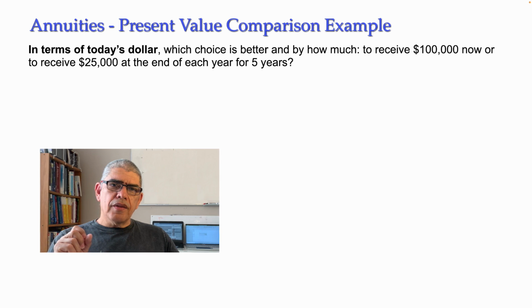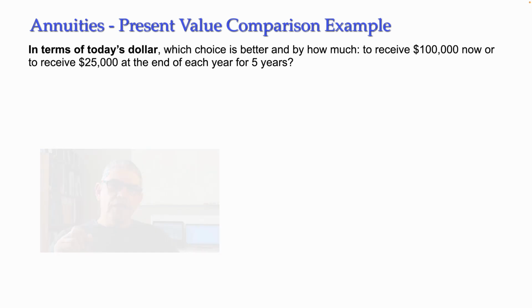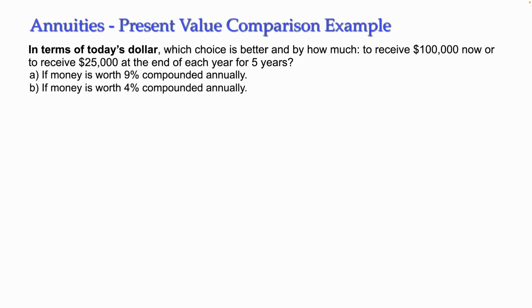We're going to answer this question using two different rates of interest. The first one is what happens if money is worth 9% compounded annually. And second, what happens if money is worth 4% compounded annually. So whatever is the case, what we have is something like this. As choice 1, we are going to receive just at this moment $100,000, and we are not going to receive any more. So we are not going to receive any other amount.